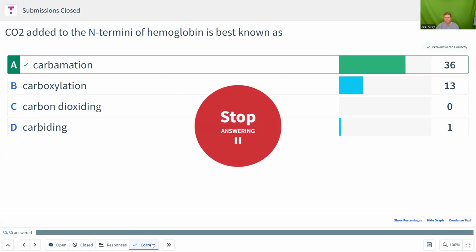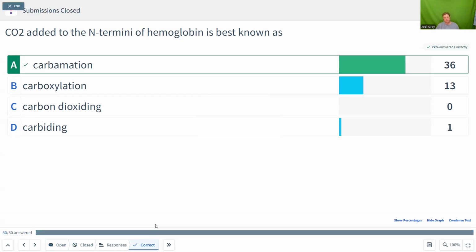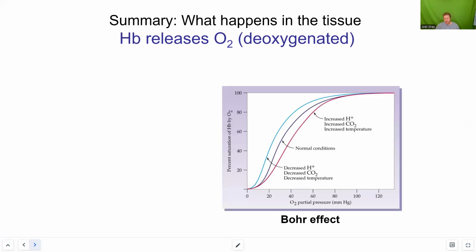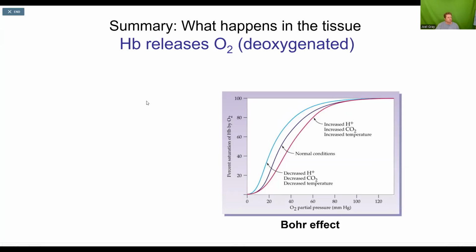A carbamation. Carboxylation is a super tempting term, but this is a unique carboxylation. That's why the best term for this is carbamation. Carbiding was just a decoy answer. And that is a carboxylation that goes to the N-termini of the protein. So I was looking for the best answer there, and the best answer is carbamation.